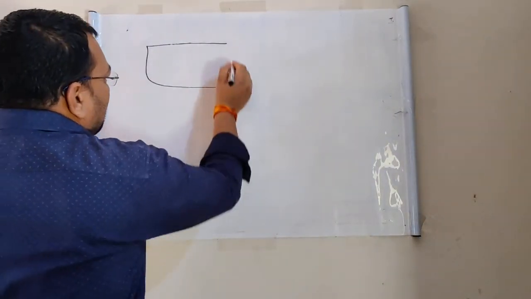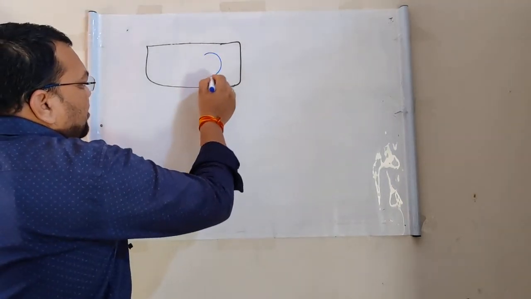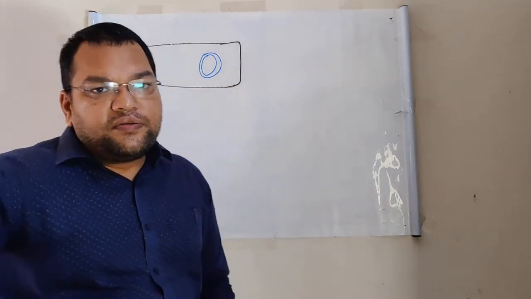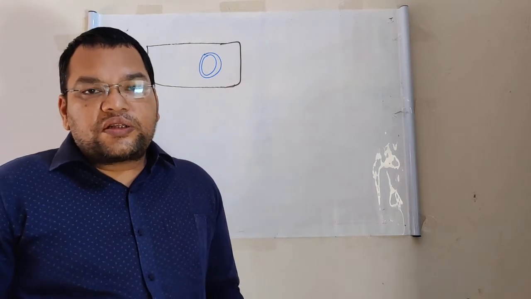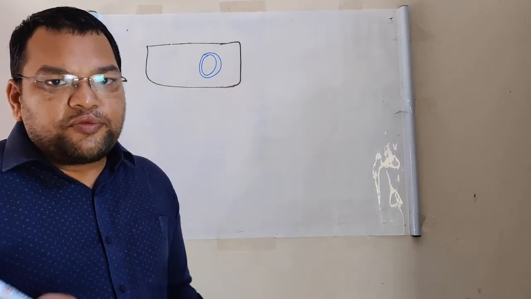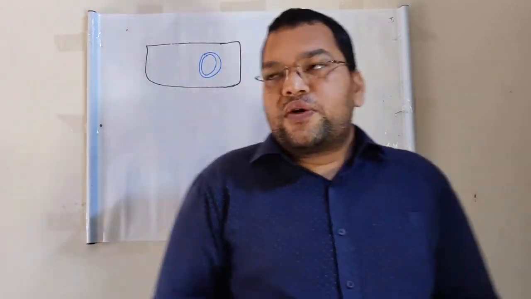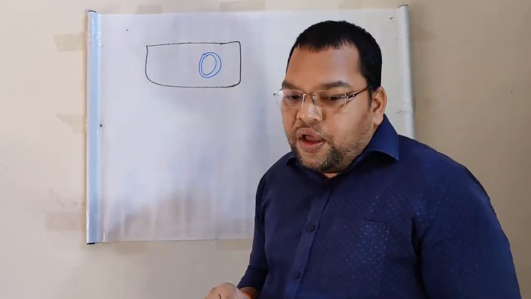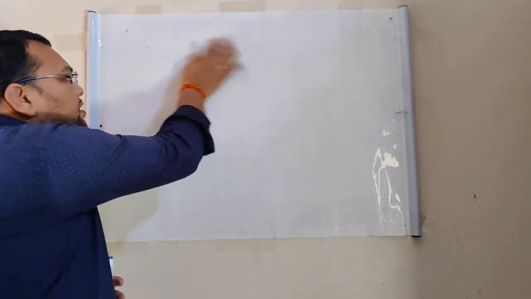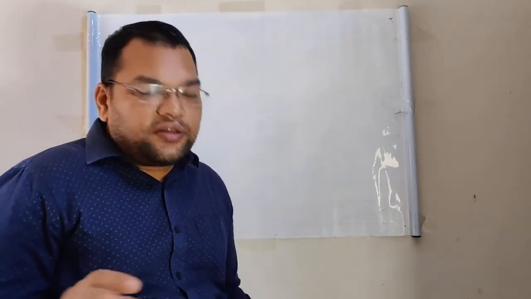Now, suppose this is the cell, and inside the cell there is a nucleus. I am going to discuss this nucleus in a little more detail, what it contains, and what the function of each part is. As I told you, the nucleus is the main thinking part, like the brain. All activities inside the cell are controlled by the nucleus.